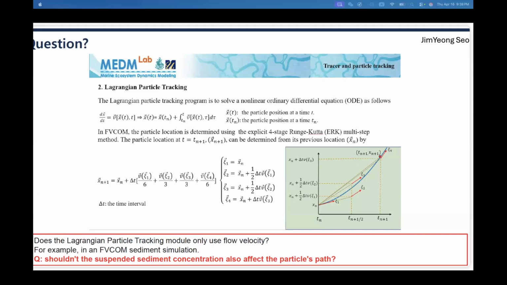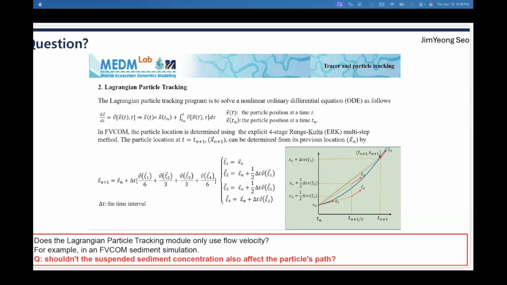Now, when we change the flow, this flow will change the particle. Particle tracking is a good study, but it has a problem, because the particle is like a neutral particle. It only considers drifting by the current, but it has no representation of mixing.